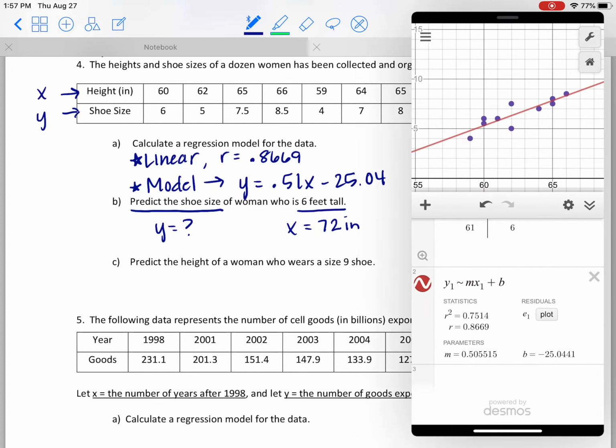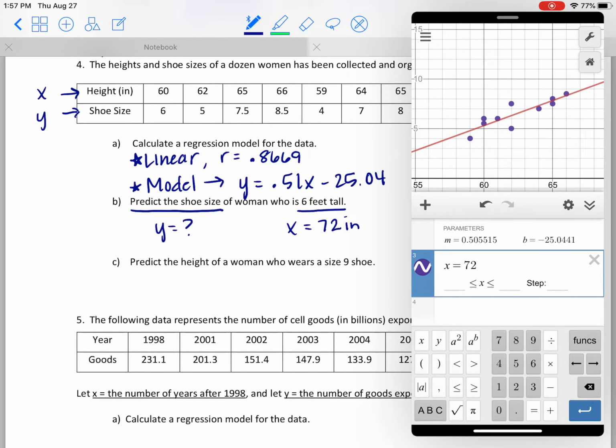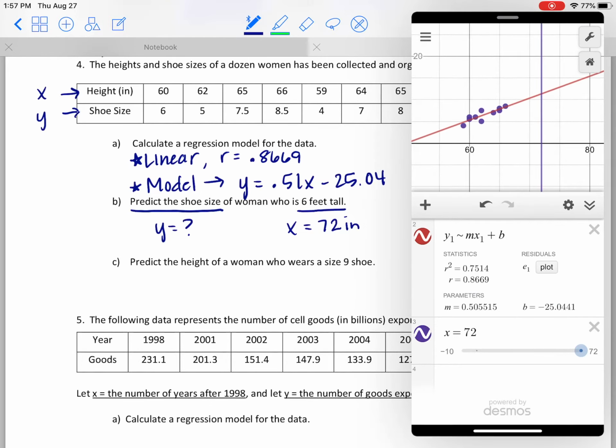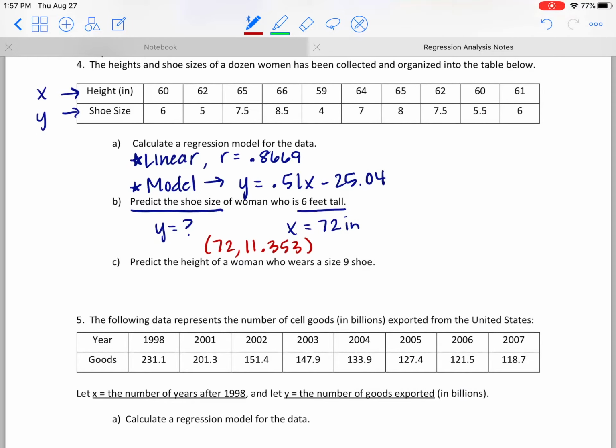So here's what I'm going to do. In Desmos, I have my table of values and my regression. I'm going to go to another line here, and I'm going to type that x value in. I'm going to put x equals 72, which is a vertical line at 72. I'm going to zoom out so you can see it. That purple line is x equals 72. If I find where that purple line intersects my regression model, then I can see the y value that corresponds with that x value of 72. So in Desmos, it shows me that when x is 72, the corresponding y value is 11.353.